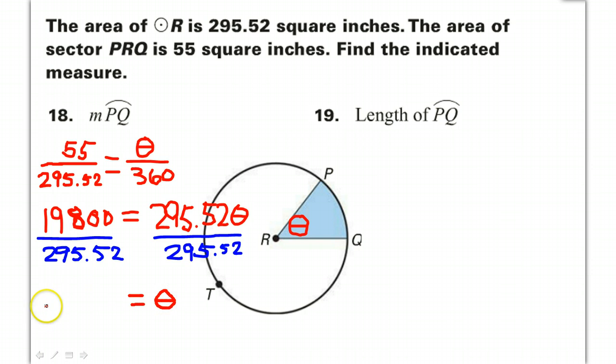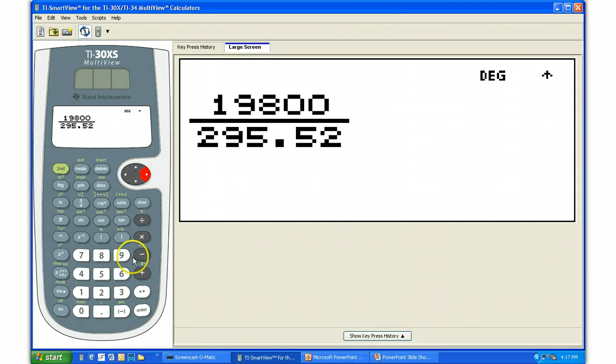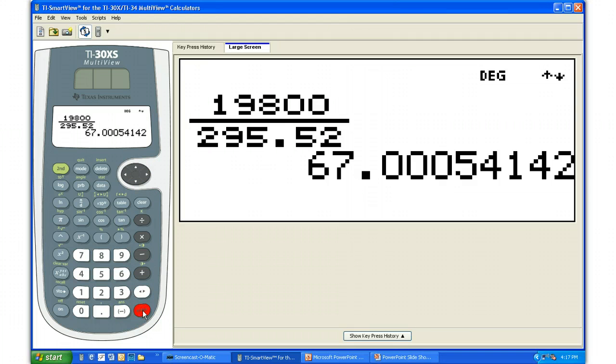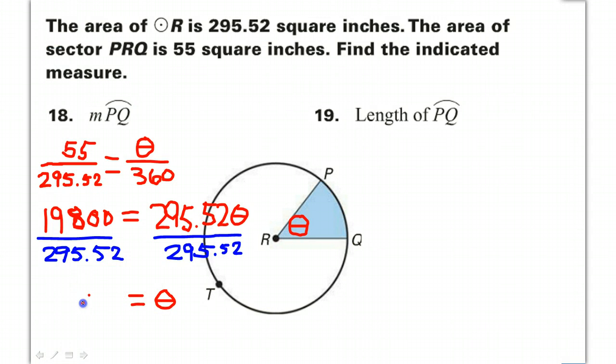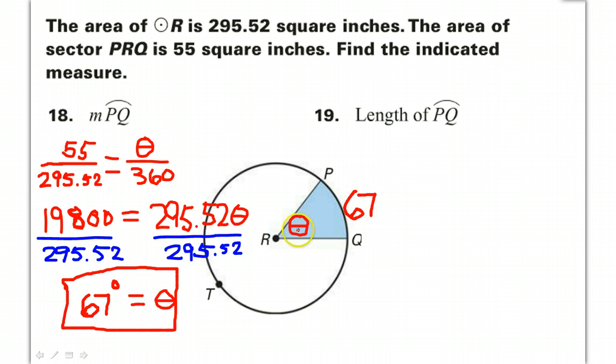I got a decimal. Even rounded to the nearest hundredth, that's going to be 67. So theta is 67 degrees. Okay, so that is the answer to number 18. That is the angle, and of course the angle is equivalent to the measure of the arc.